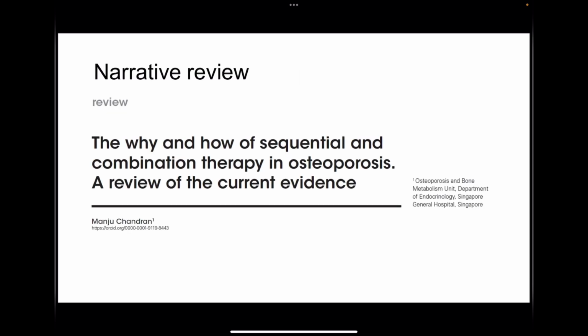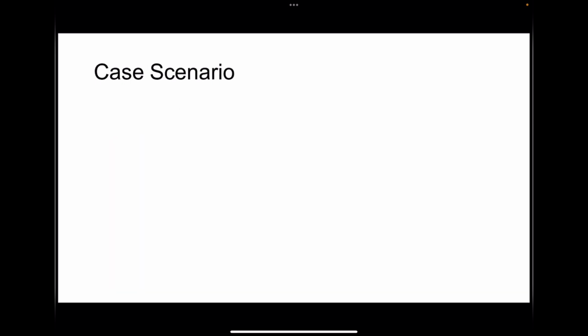And now we will be discussing this narrative review, which was recently published by Dr. Manju Chandran. And this is very helpful regarding the rationale of sequential and combination therapy in osteoporosis. What these sequential and combination therapies are, we will discuss by this case scenario.